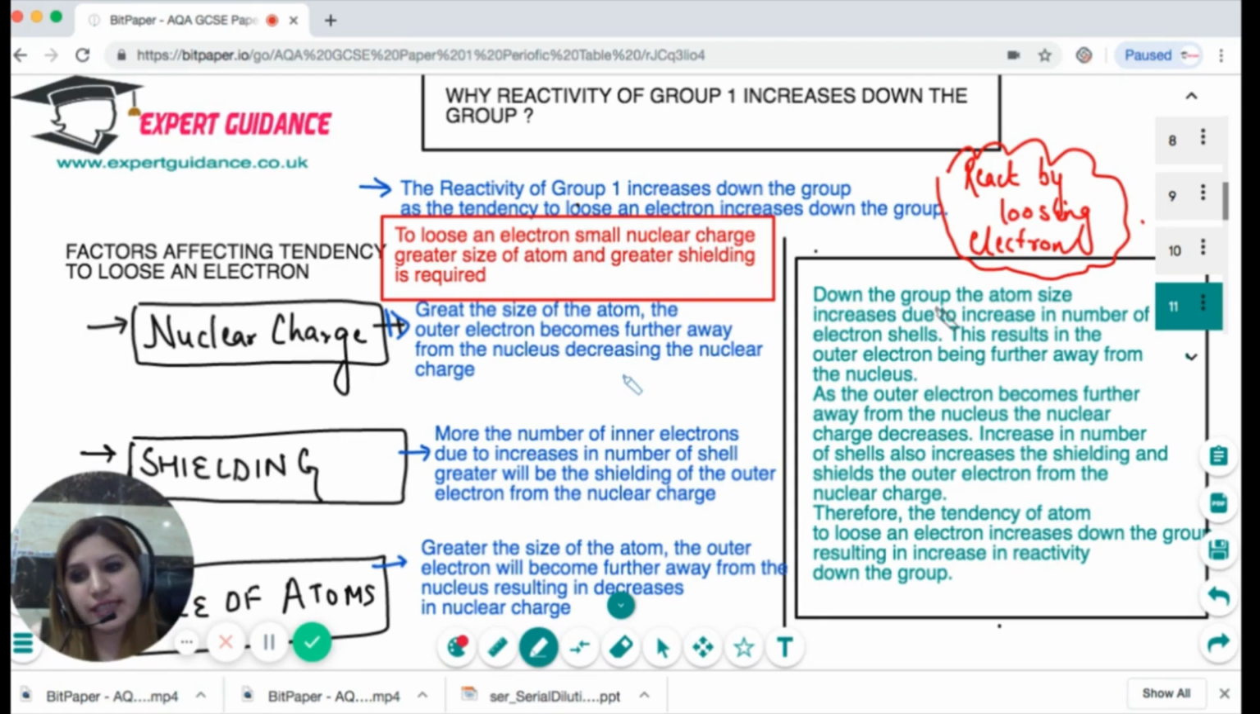Okay, so I hope the physical properties, the chemical properties, and the electronic configuration of group 1 is clear to you. Now comes a very important question. Why does the reactivity of group 1 increase down the group?